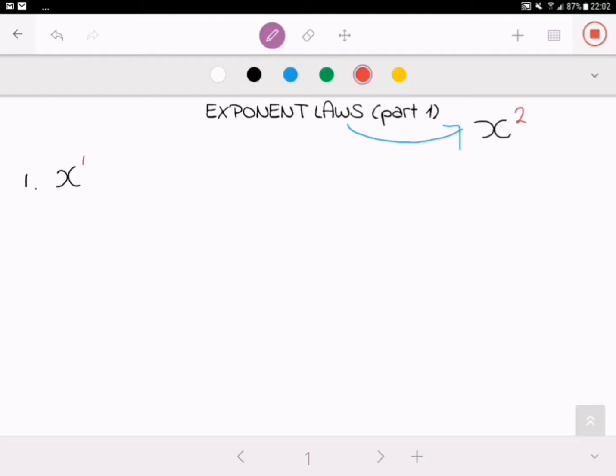If we have a base x to the power of n times the base x to the power of m, our bases are being multiplied and they are the same, and therefore we can add the exponents. So it becomes n plus m. Let's look at an example. If we had 2 to the power of 3 times 2 to the power of 2, we're going to multiply the bases and therefore add the exponents, so it becomes 2 to the power of 5.